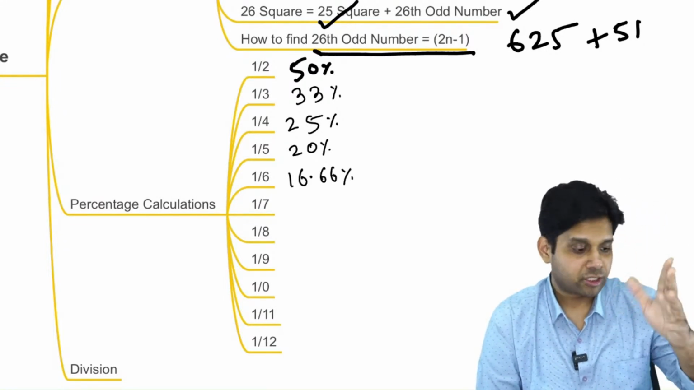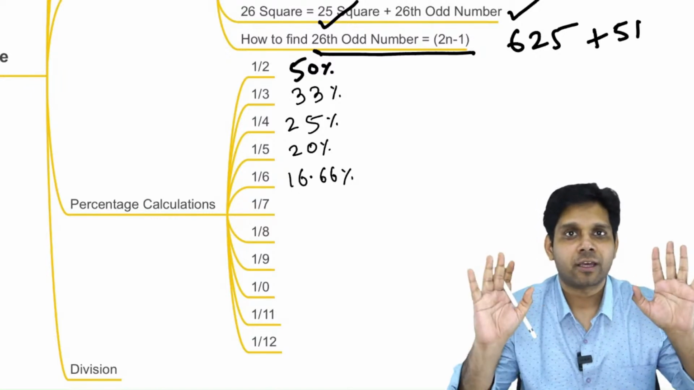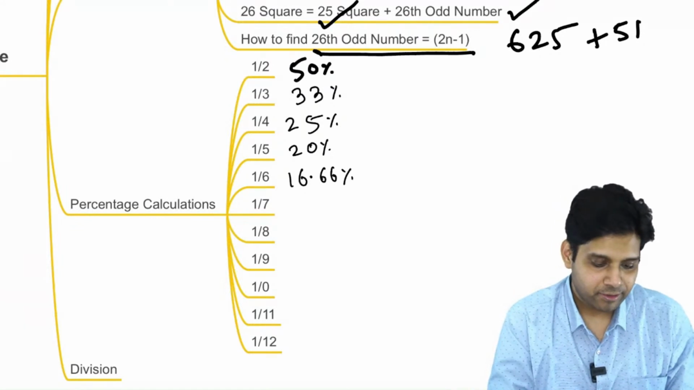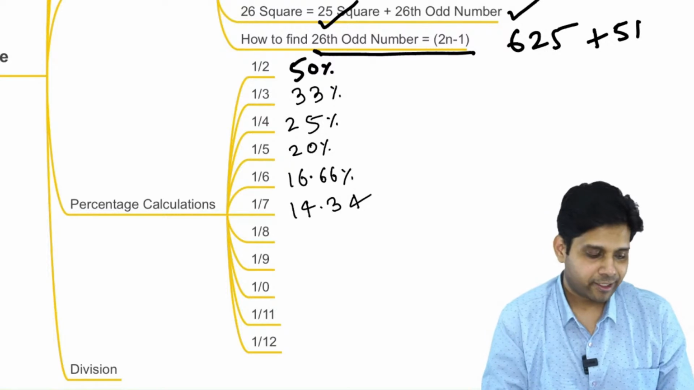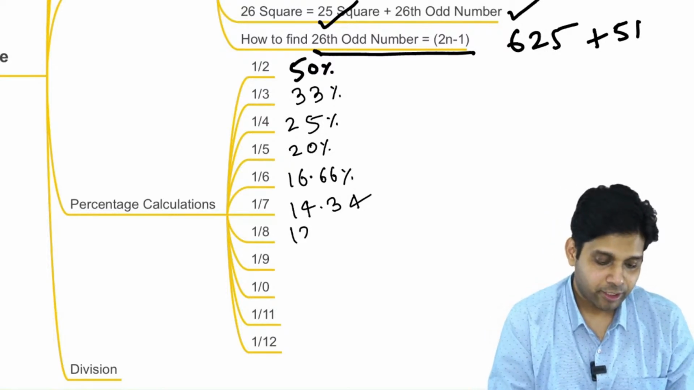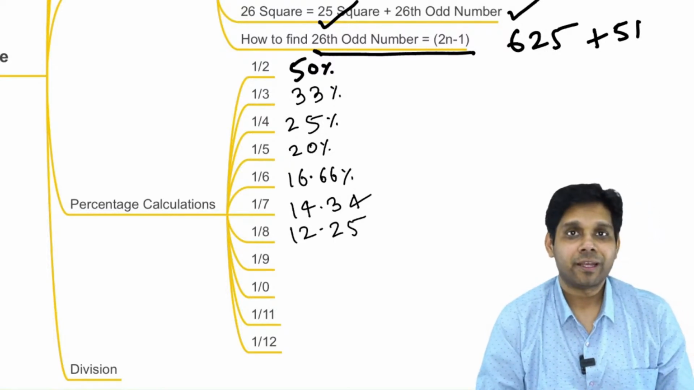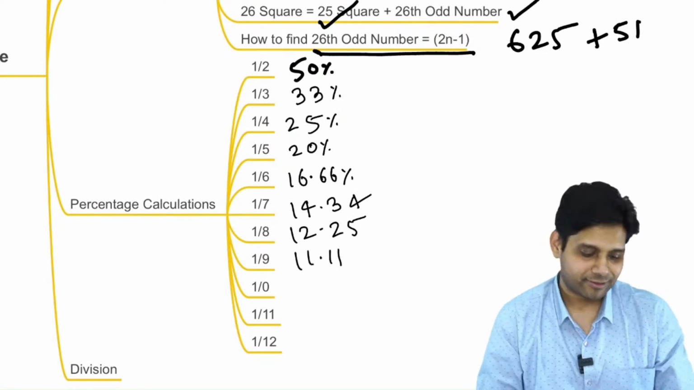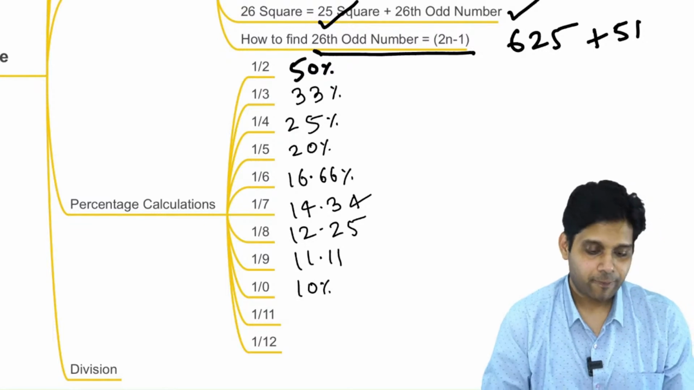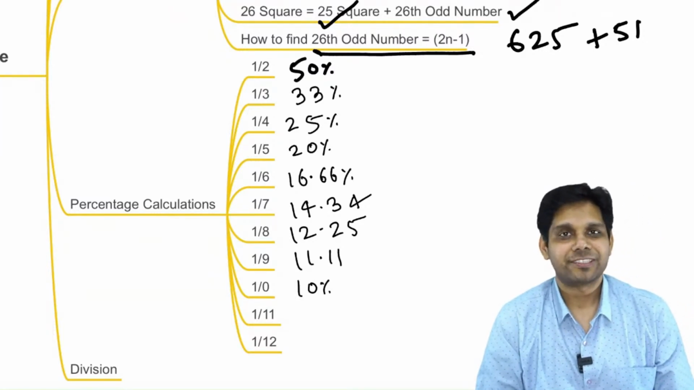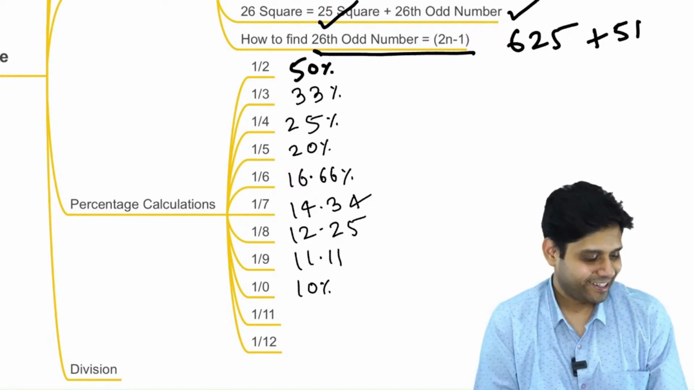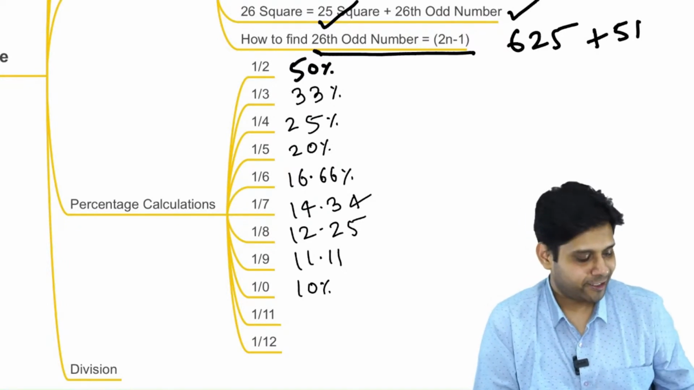Everything should be registered. Am I touching a calculator? No. Both my hands are here. Can you see that? That's how it should be. Okay? 1/7, 14.34. Okay? 1/8, 12.25. 1/9, 11.11. 1/10, you know, 10%. Okay? 1/11, how much is that? Let's see, 1/11 and 1/12. You people have to tell me. Correct? What is 1/11, 1/12? I'll wait for you people in chat.